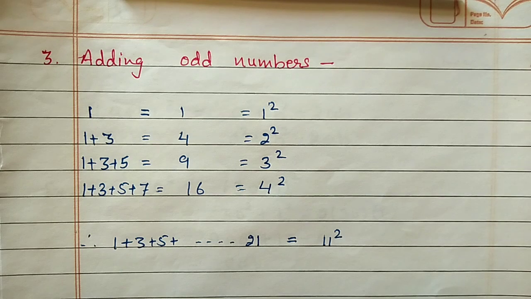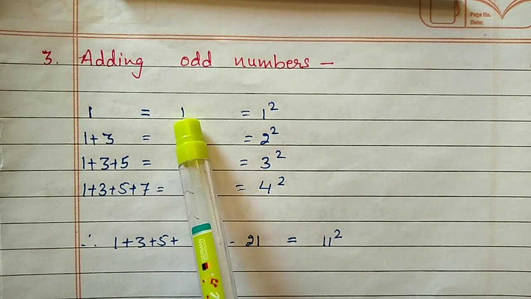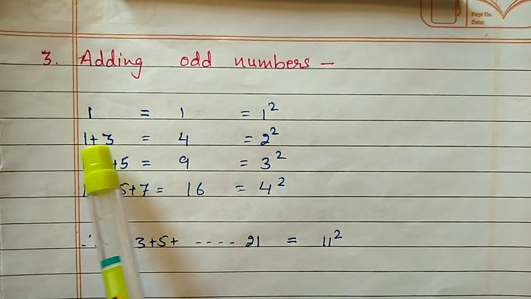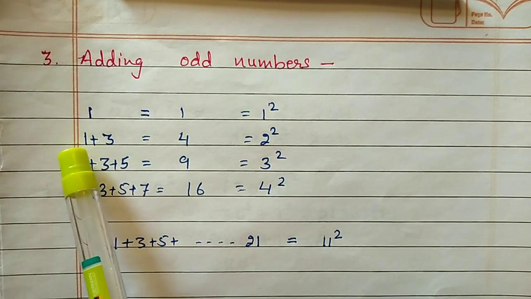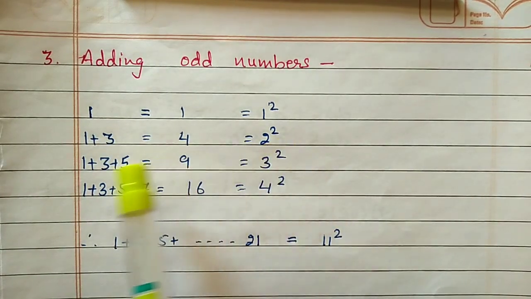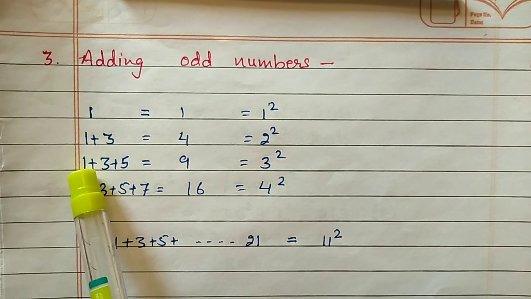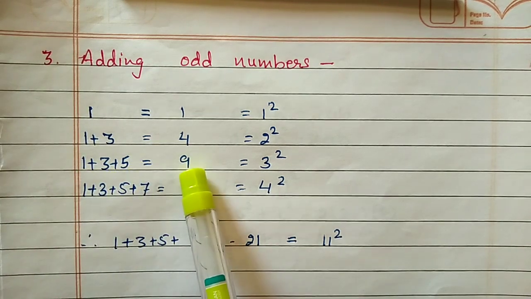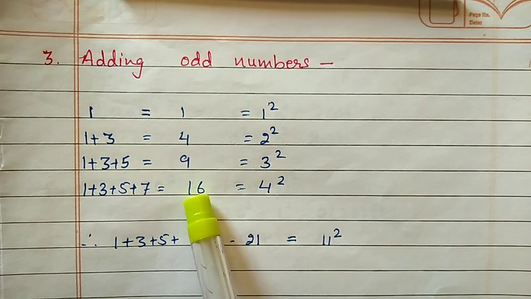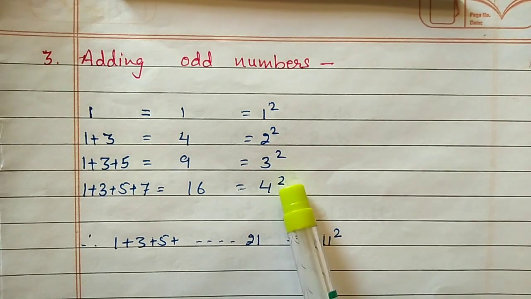Third pattern is adding odd numbers. If we add odd numbers in continuity, the first odd number is 1. If we take 1 only, the answer will be 1 square. Next two odd numbers, 1 and 3. After 1, the next odd number is 3. So 1 plus 3 is 4. 4 we can write as 2 square. Then the next three odd numbers, 1, 3 and 5. The answer is 9, which we can write as 3 square. Next 1, 3, 5, 7. Starting 4 odd numbers, the answer is 16, which we can write as 4 square.